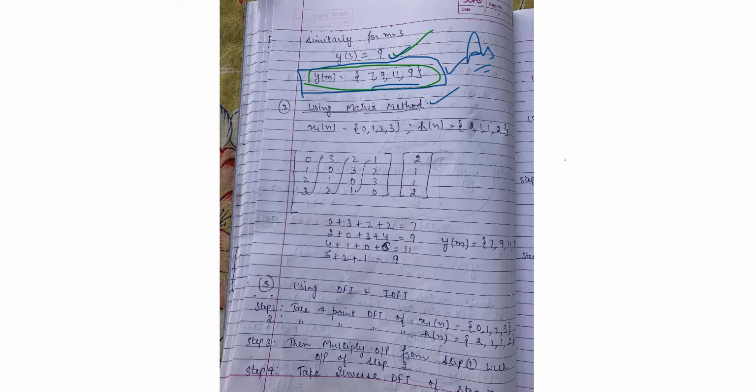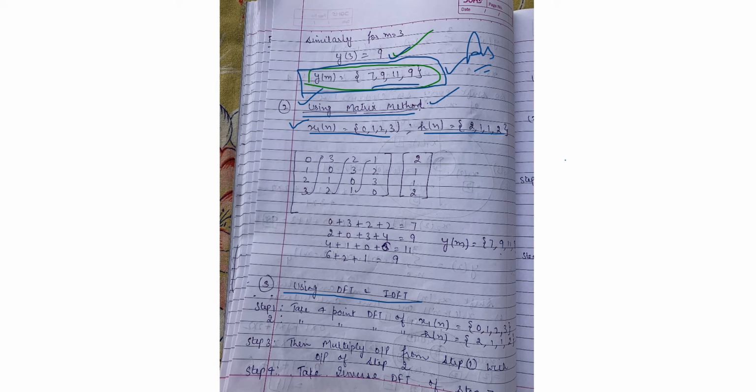In this lecture, we will discuss how circular convolution will be performed using the matrix method and using the DFT and IDFT method. First is the matrix method. The example is the same as we considered in the last lecture. x1 of n is given as 0, 1, 2, 3 and h of n was 2, 1, 1, 2.